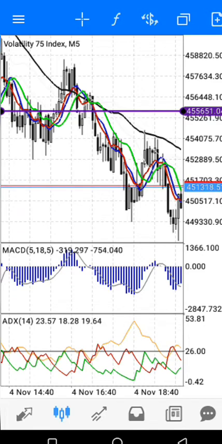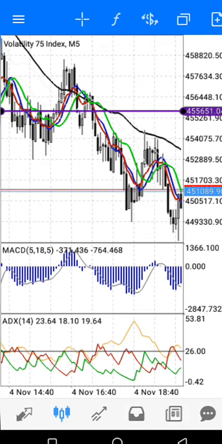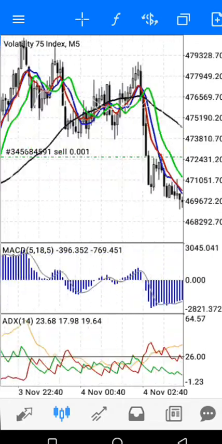Don't let your profit trade go to your losses. So when you are in huge profit, make sure that you lock your profit. You shift your stop loss. Make sure that you shift it so that you won't be in losses. So that is how this thing works.